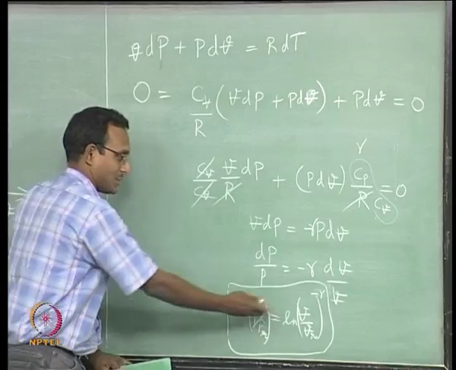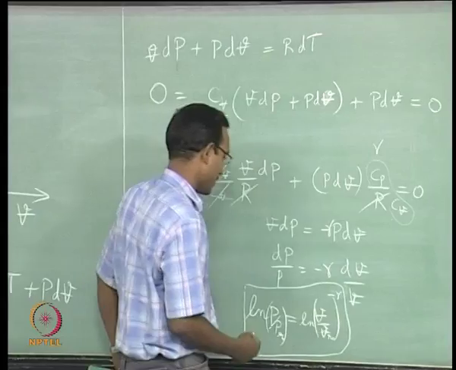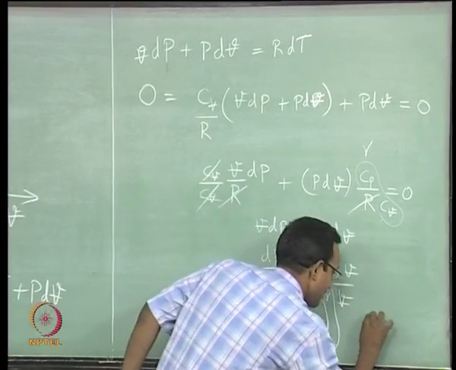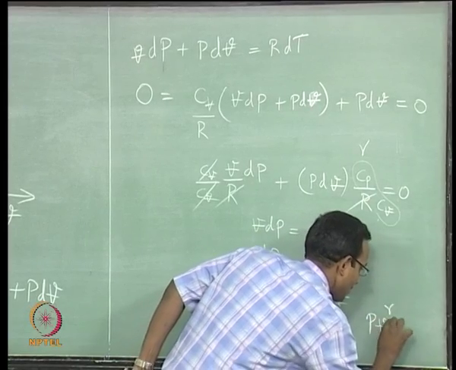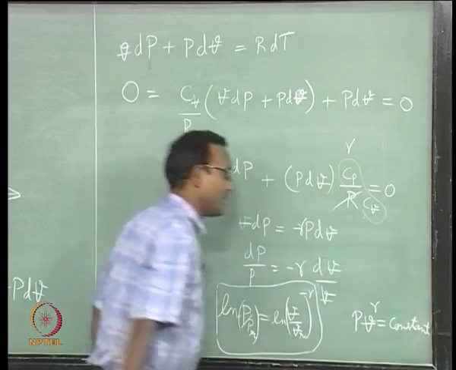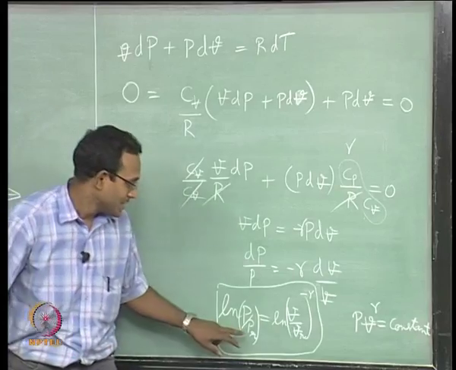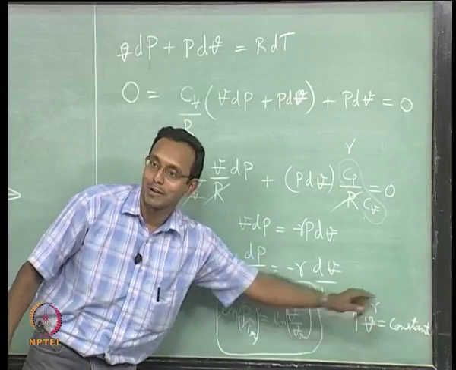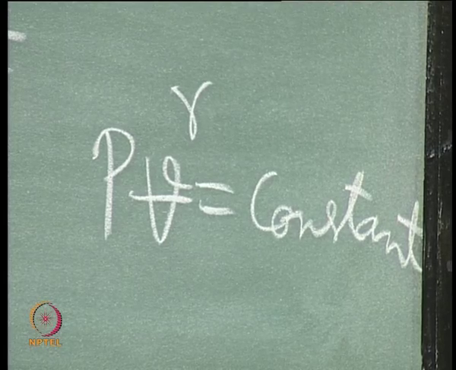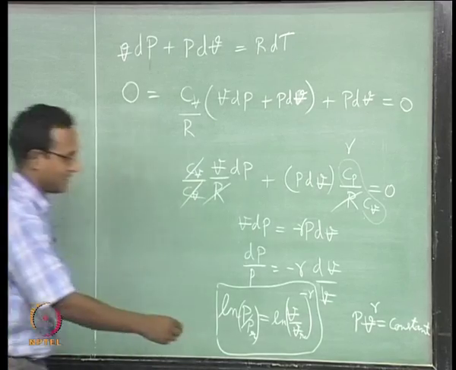Now, of course, both sides are log, so I can just take exponential of this function. We will get to a simpler form, which will give me the answer as P V power gamma equal to constant, where the constant happens to be some P reference V reference to the power gamma. That is what it will come out to be, could be any value, we just pick some number.